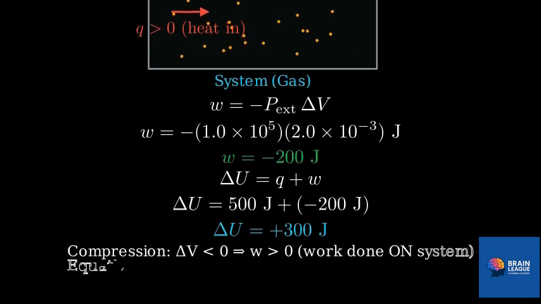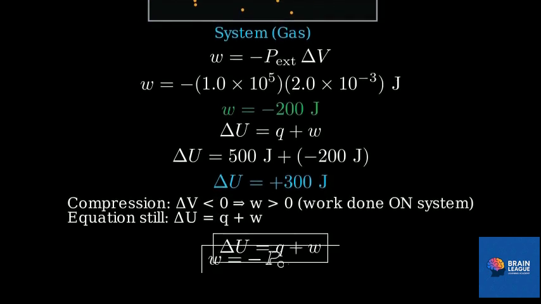Quick note on compression. If surroundings do work on the system, the piston moves down, delta V is negative, and W is positive in this convention. Heat removed would be negative Q. The equation delta U equals Q plus W remains valid in all cases.